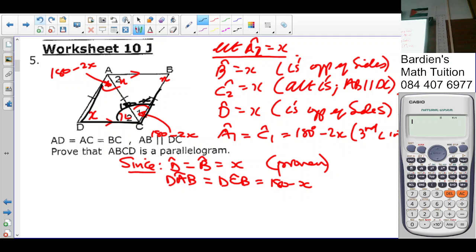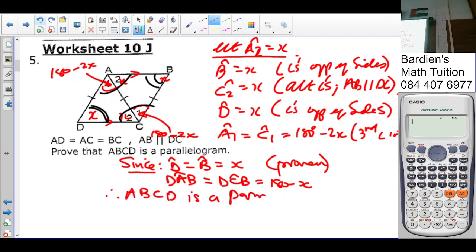Or we can go from this straight into the fact that we have now proven that that angle is equal to that angle, whilst this angle there is equal to that angle. We have proven that already. So we can say therefore ABCD is a parallelogram.